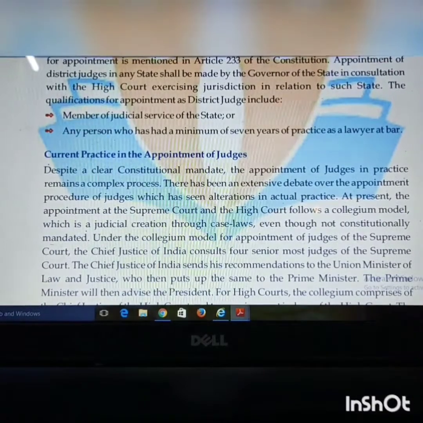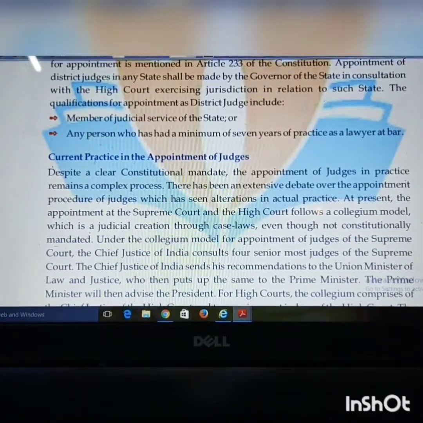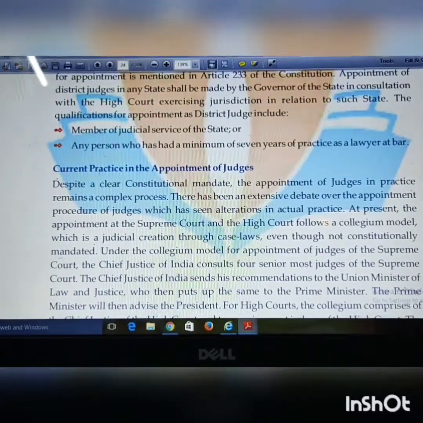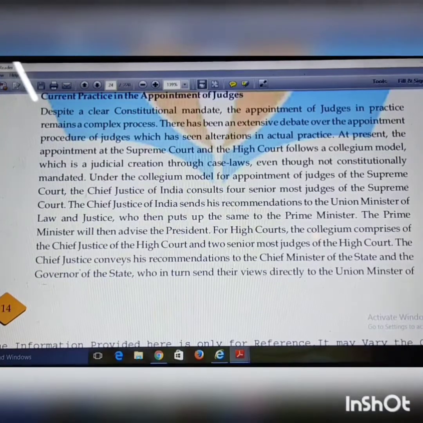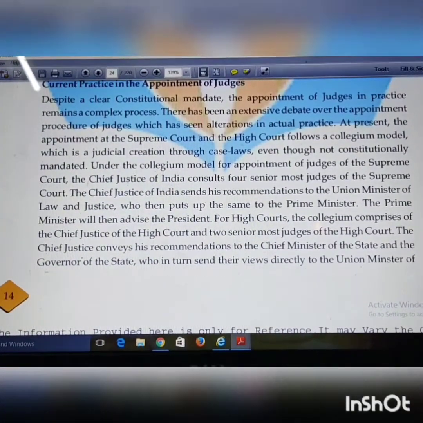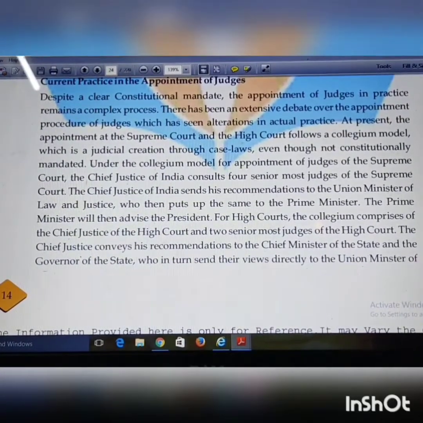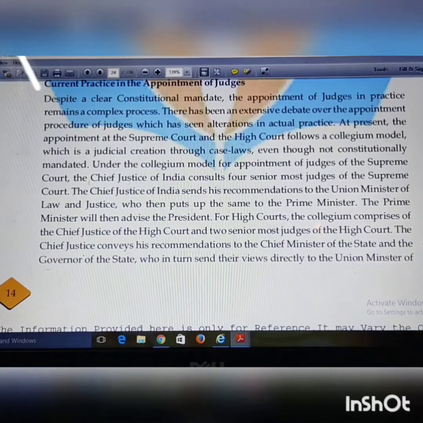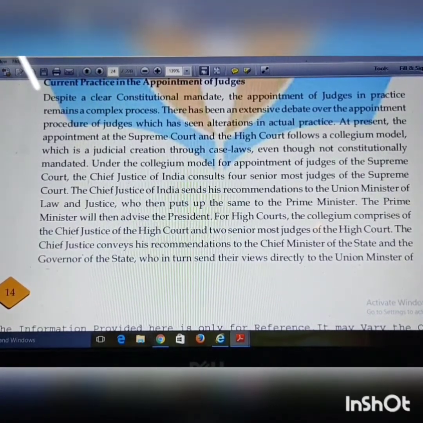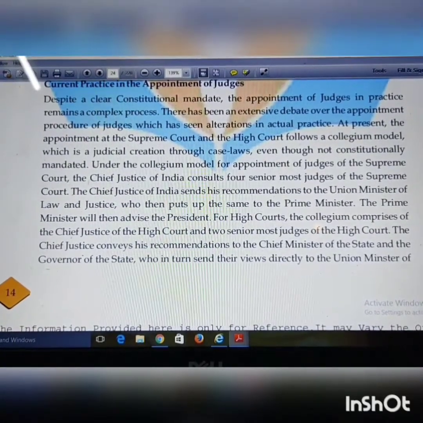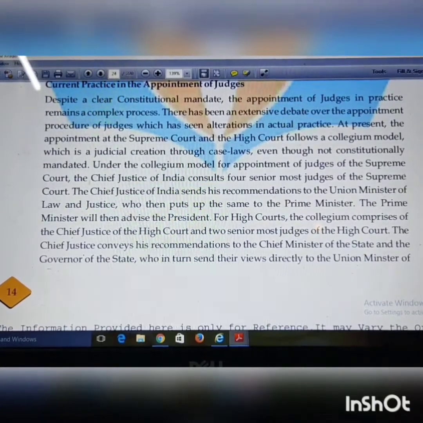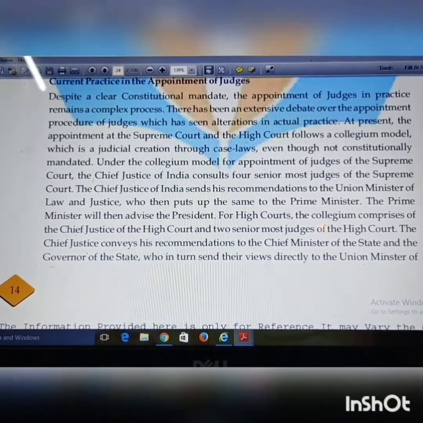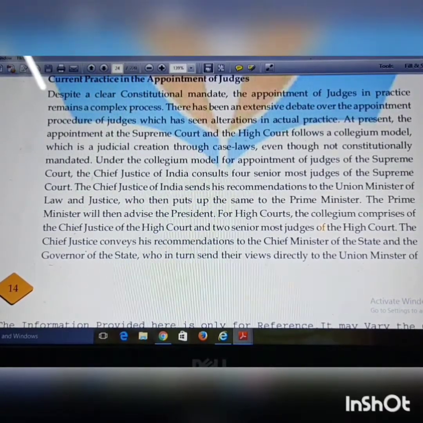Despite a clear constitutional mandate, appointment of judges in practice remains a complex process. There has been extensive debate over the appointment procedure of judges, which has seen alterations in actual practice. Means there have been changes; at present, the appointment of Supreme Court and High Court judges follows a collegium model. Means there is a group of senior most judges of the Supreme Court or High Court, and that collegium suggests which person or which other judge of the court is eligible to be further promoted, which advocate is to be appointed, or which judge has to be transferred to another court. Whether it is transfer or appointment of an advocate as a judge, all of that is done by the collegium. The collegium is a group of senior most judges of that court, which is a judicial creation through case laws, even though not constitutionally mandated.